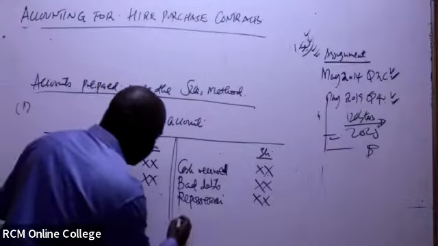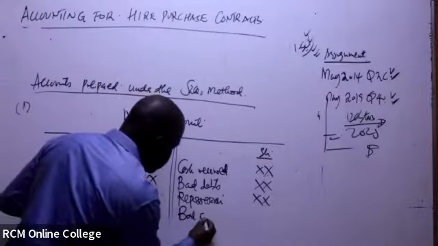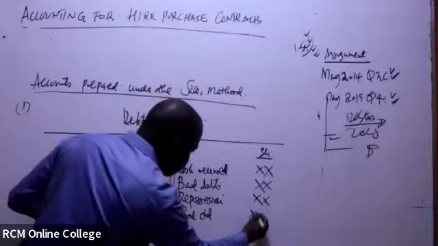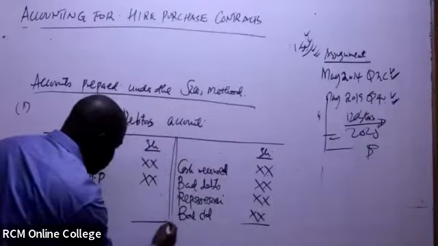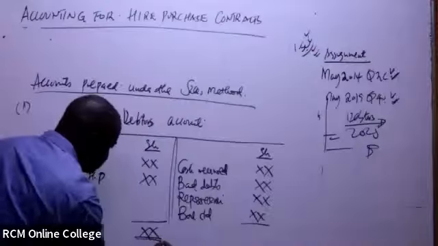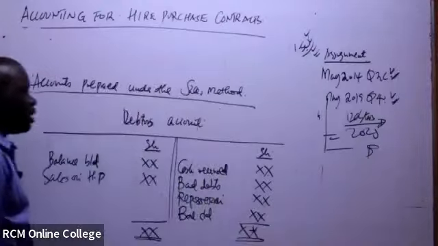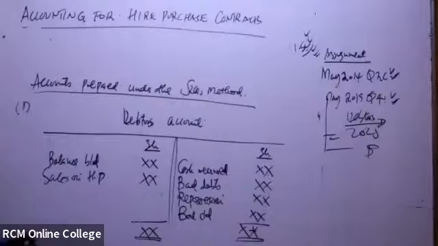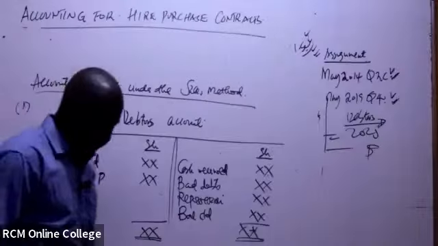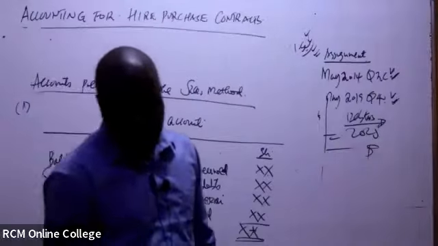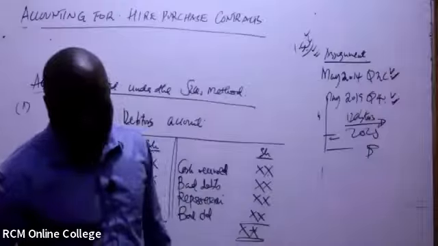Then you have the balance carried down, and of course you close your account like that. That's how the debtor's account can appear.